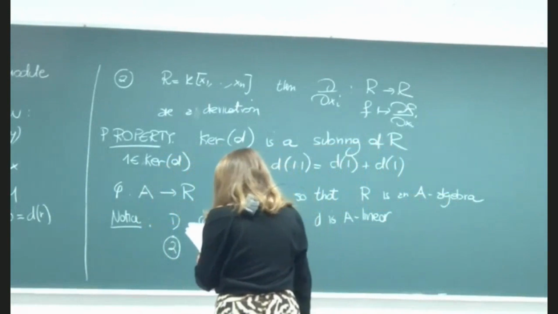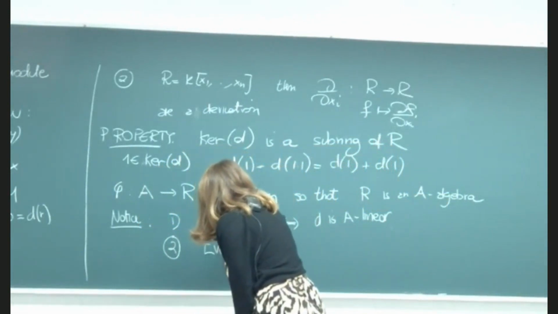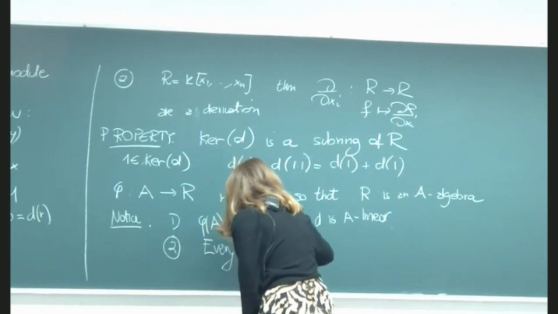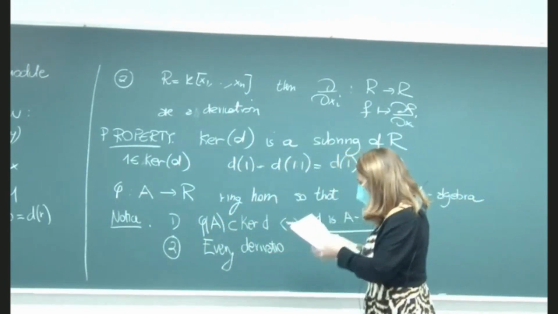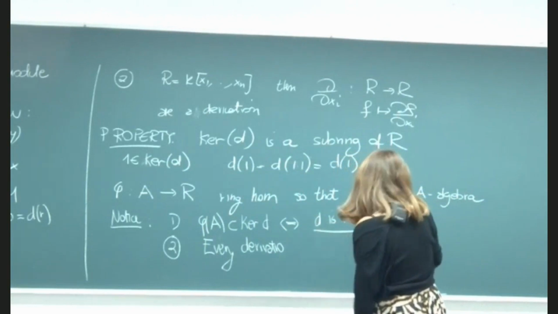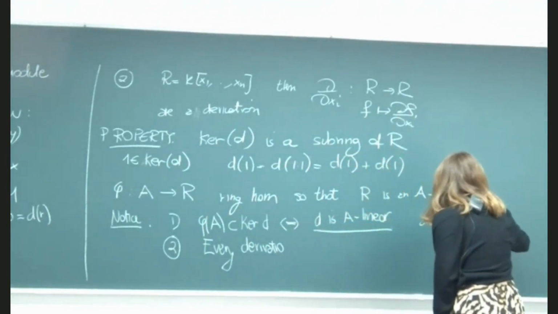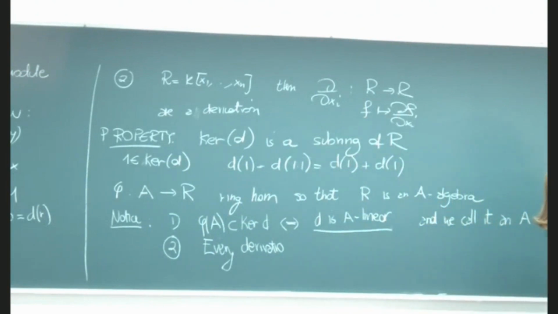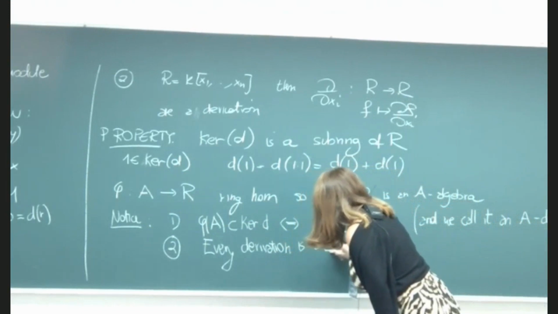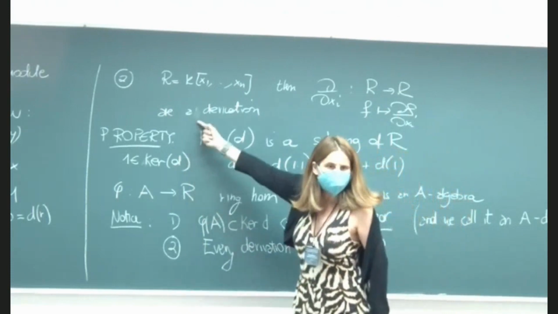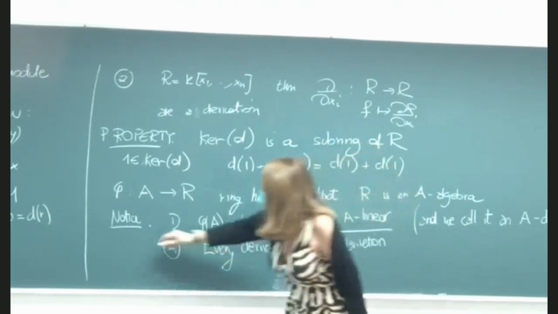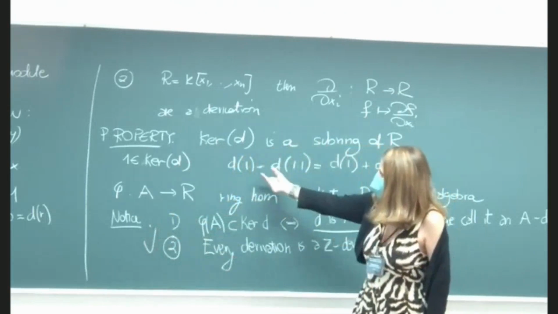Second of all, every derivation, and if you want to take it as the definition, A linear is really that, and we call it an A derivation if this happens. Now, one important thing: every derivation is a Z derivation, which is clear because one is in the kernel and the kernel is a ring. The kernel contains Z, so this is clear. Just use that one is in the kernel and the kernel is a subring.